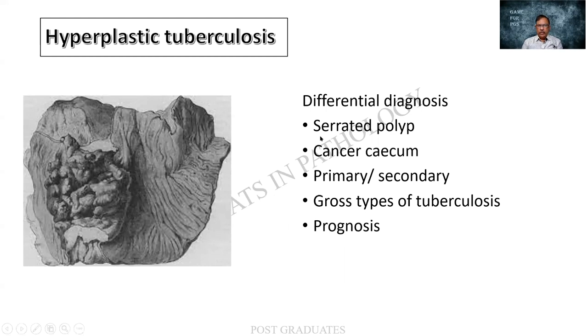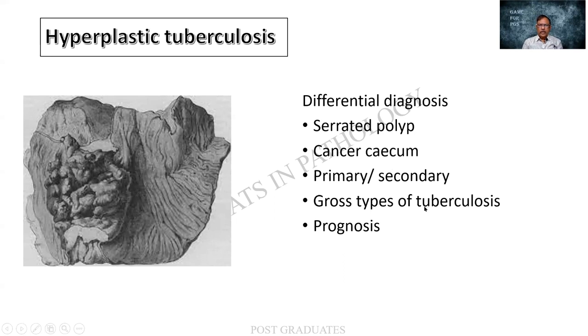The differential diagnosis will be a serrated polyp. I have taken a detailed class of this in the recent advances. Please go back to it. It is an extremely difficult topic. Cancer of the cecum, an ulceroproliferative. It can be ulcerative, ulceroproliferative, or even purely proliferative. It can be a primary or a secondary lesion.